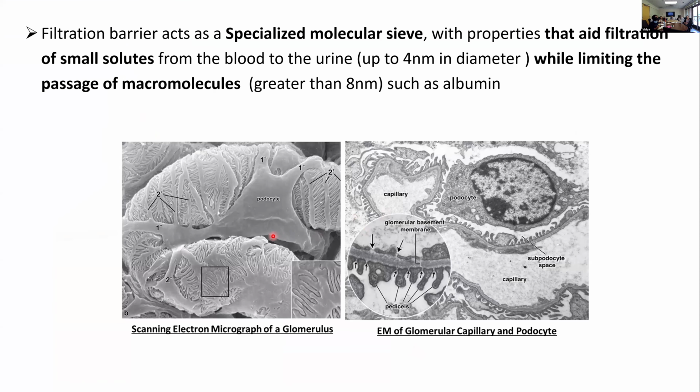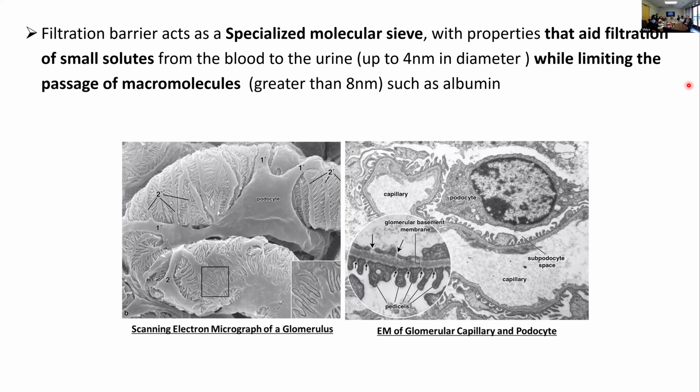So this is the scanning EM of the GBM, the glomerular filtration barrier that we saw. Here you can see the podocytes with all these pedicels, the finger-like processes, and here you can see the capillary and the podocyte next to it. In this picture you can also see the glomerular basement membrane, the fenestrated endothelium, and the podocytes with all these processes. So this filtration barrier acts as a kind of molecular seal.